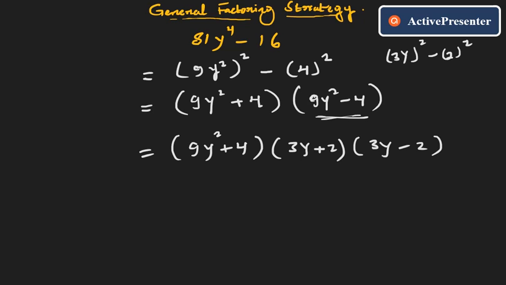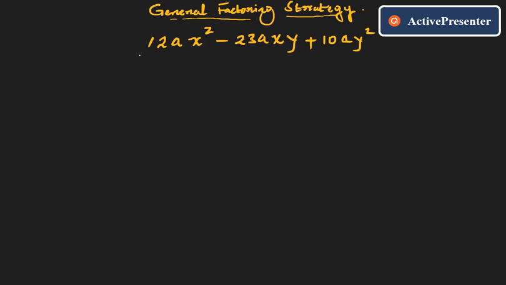Another question. We have 12ax squared minus 23axy plus 10ay squared. So try to factor the greatest common factor. What is the greatest common factor of all terms? Is there a greatest common factor of all terms? For numbers, no. Here 12, here 23, here 10. What about variables? Let's check variables. We have a here, x here, a here, x here, a here. So the greatest common factor if you factor it is only a.